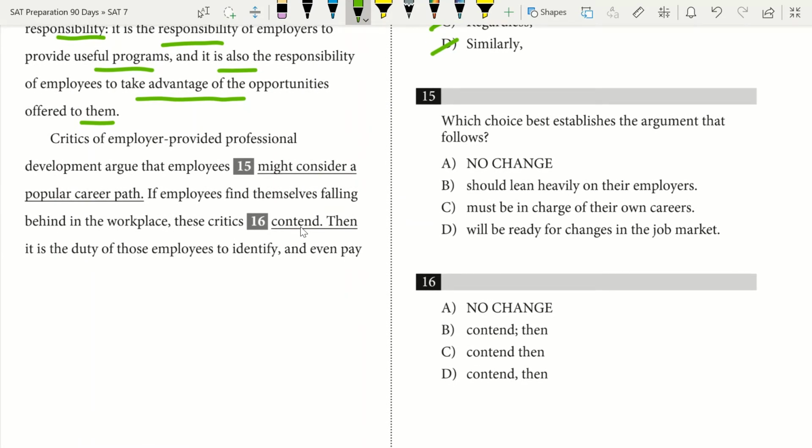15. Which choice best establishes the argument that follows? We have critics of employer-provided professional development argue that employees might consider a popular career path. No, I can't imagine that that's what's going to follow. We can go ahead and read on, though, just to check.